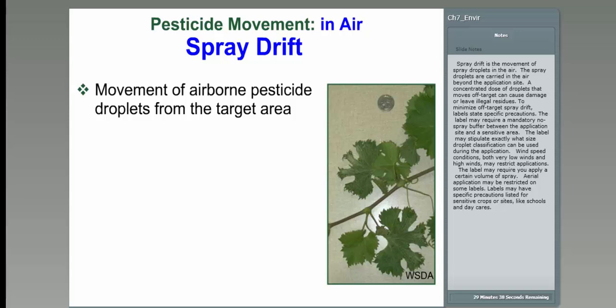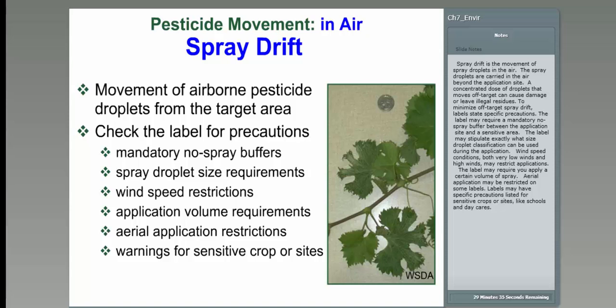To minimize off-target spray drift, labels state specific precautions. The label may require a mandatory no spray buffer between the application site and a sensitive area. The label may stipulate exactly what size droplet classification can be used during the application. Wind speed conditions, both very low winds and high winds, may restrict applications. The label may require you apply a certain volume of spray. Aerial application may be restricted on some labels. Labels may have specific precautions listed for sensitive crops or sites, like schools and daycares.